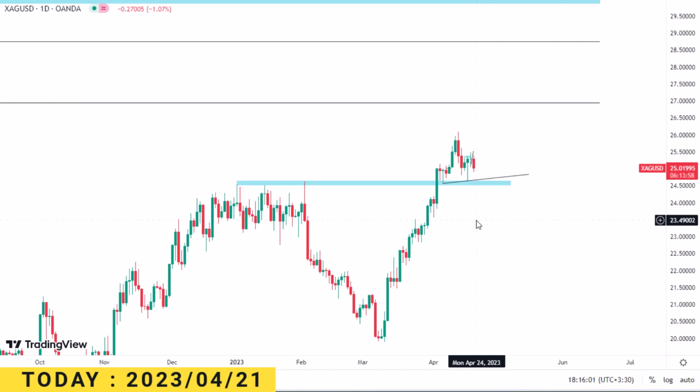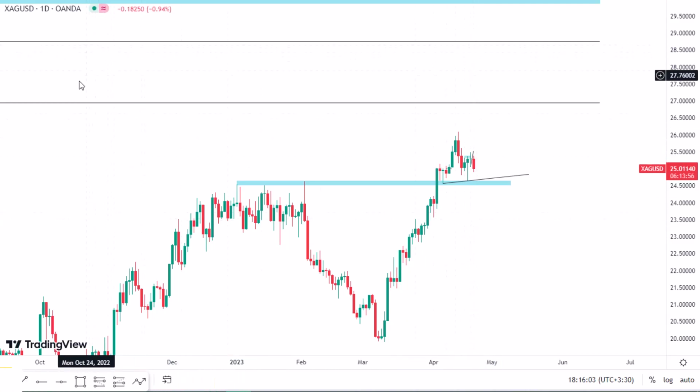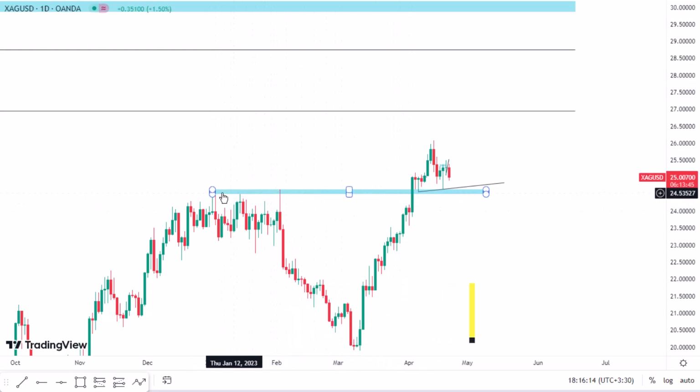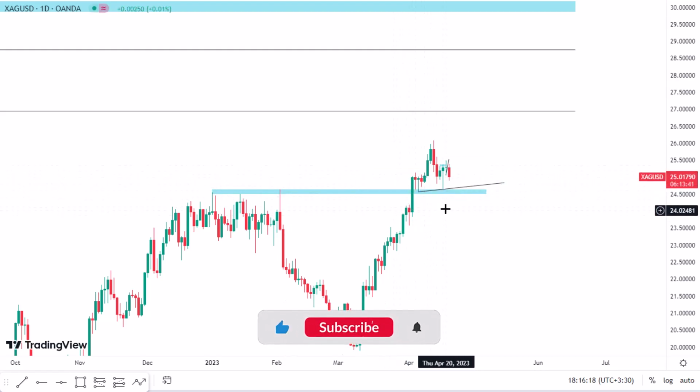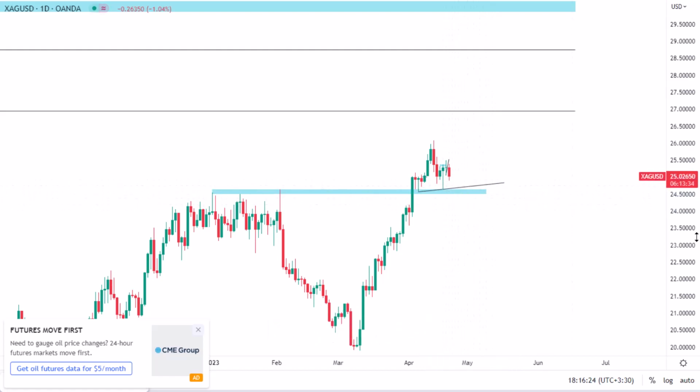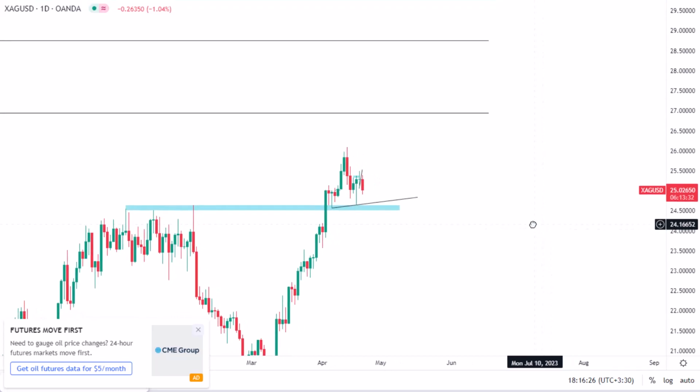Traders, welcome back. As you can see, here we are on the silver chart, or XAGUSD chart, on the daily time frame. The price, after breaking this resistance to the upside, is making its pullbacks and going up and down. Right now we have the price above this resistance, but we also have this trend line for the silver price.